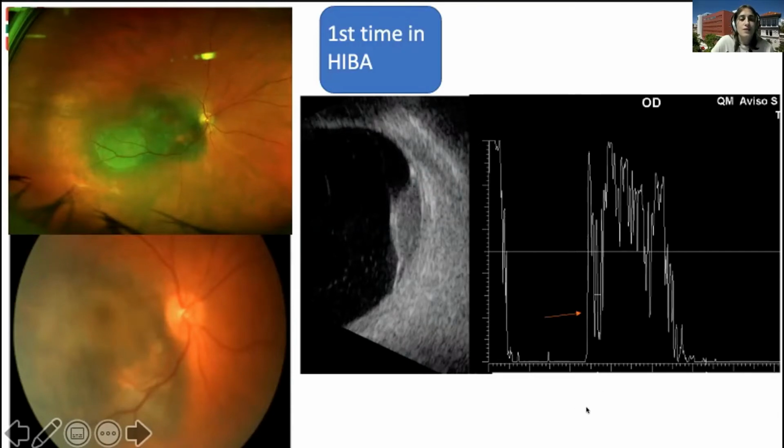Entonces, ¿qué quiero decir con esto? Que a veces derivan pacientes con sospecha de melanoma y no lo son, es decir, son pseudomelanomas, pero otras veces hay que tener mucho cuidado con pacientes tratados por otras patologías que quizás no se sospecha y presentan o tienen un melanoma coroideo.